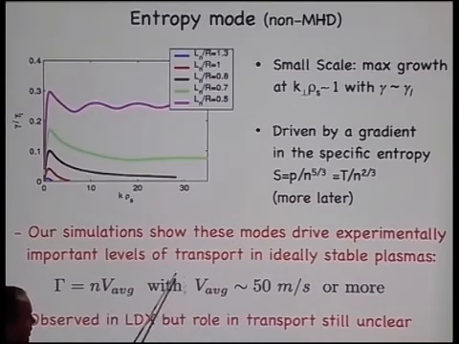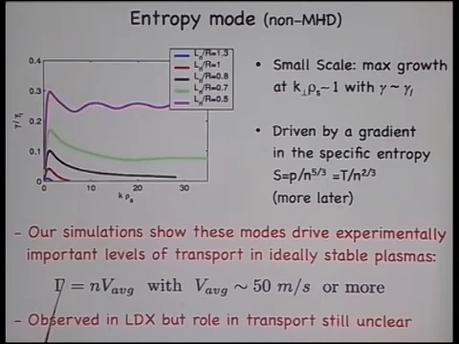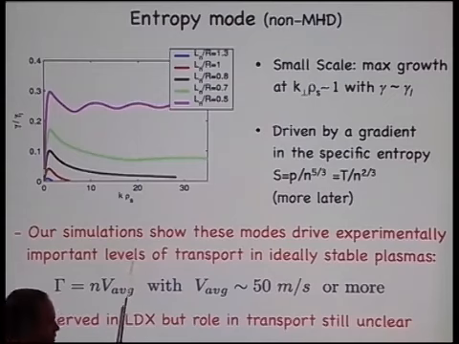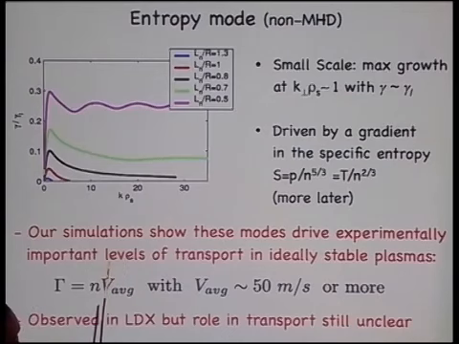Furthermore, I won't go into details because of the time. These things can drive pretty whoppingly huge transport. If you write a particle or heat transport as like n times some average effective velocity, you get velocities on the order of 50 meters per second, or in some regimes a lot more. 100 is possible. I mean, you wouldn't necessarily expect the machine to ever operate in that regime because the transport would just be too large. But certainly, for LDX parameters, these modes drive experimentally strong transport.